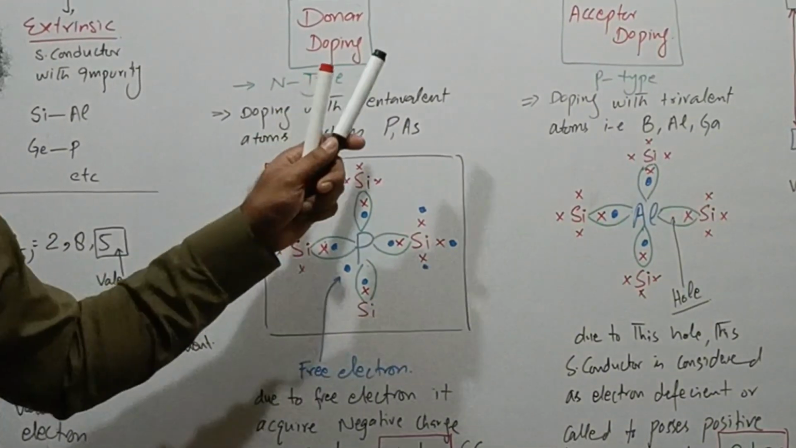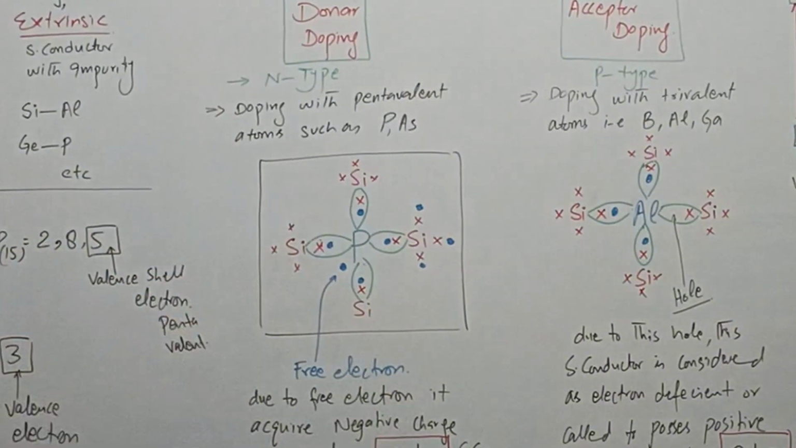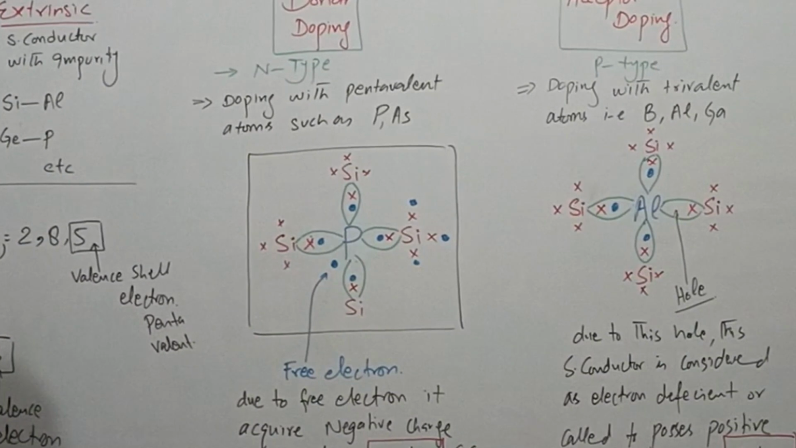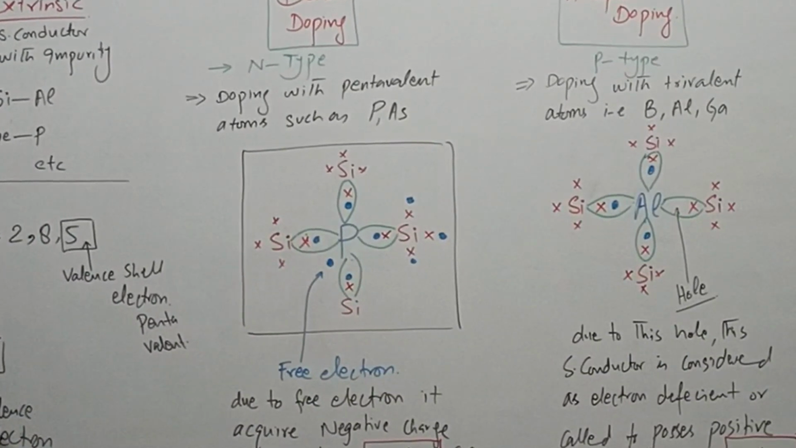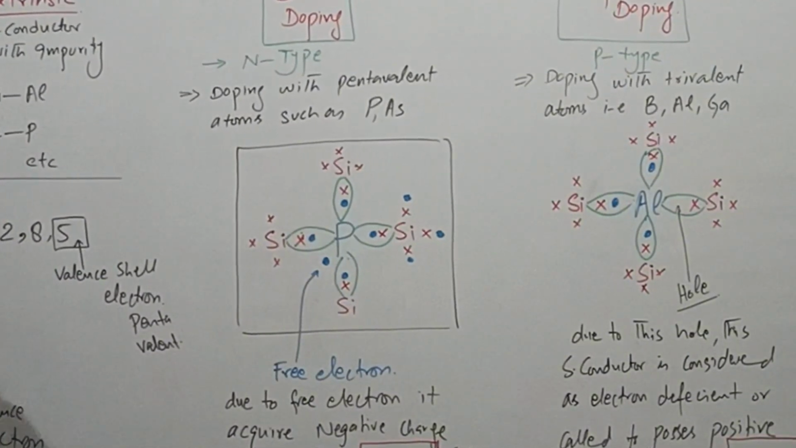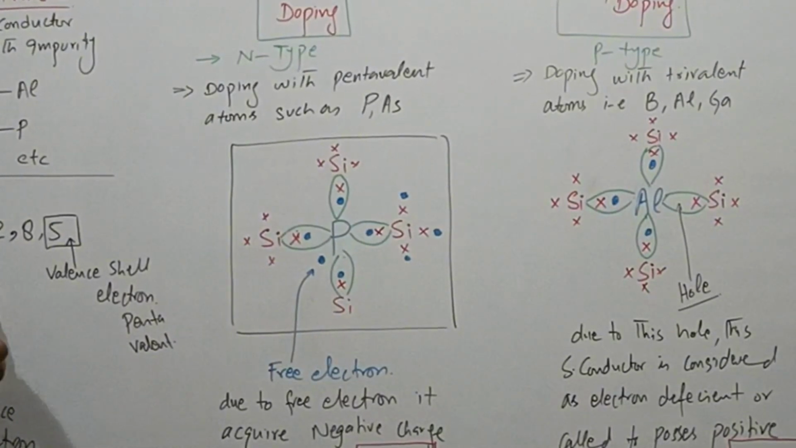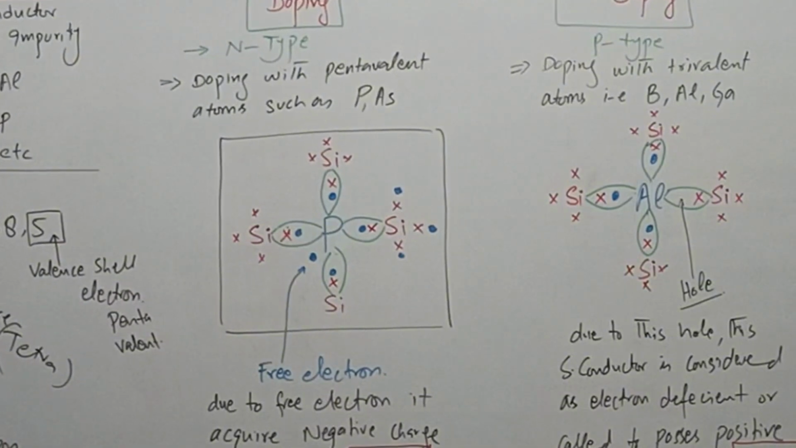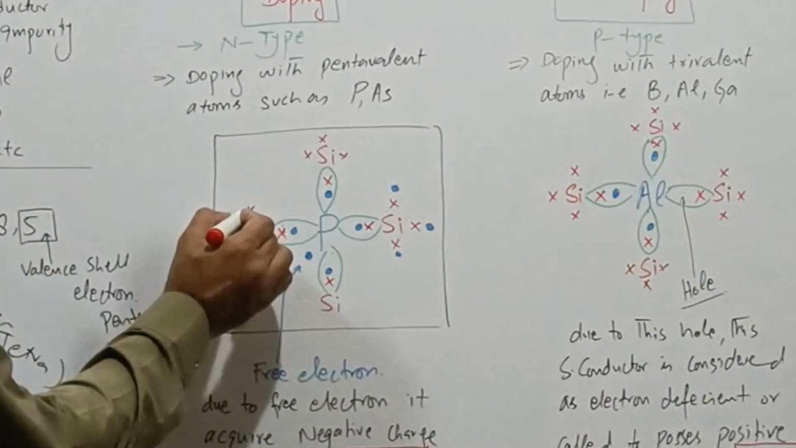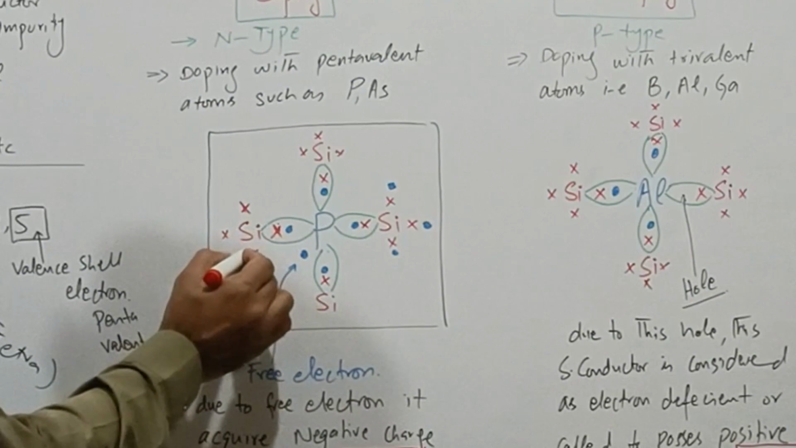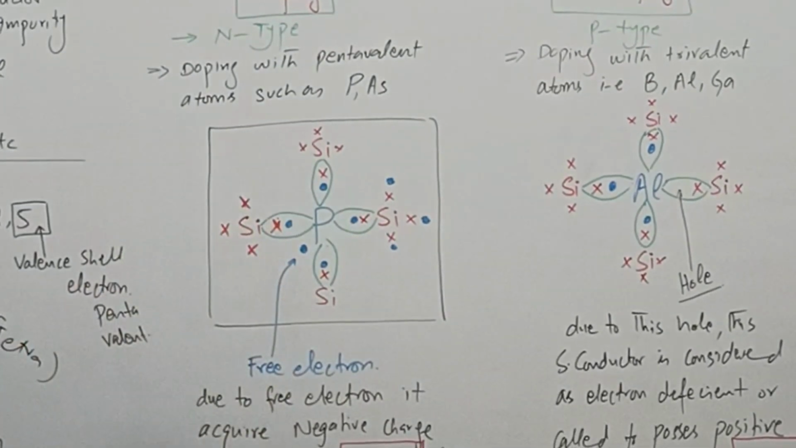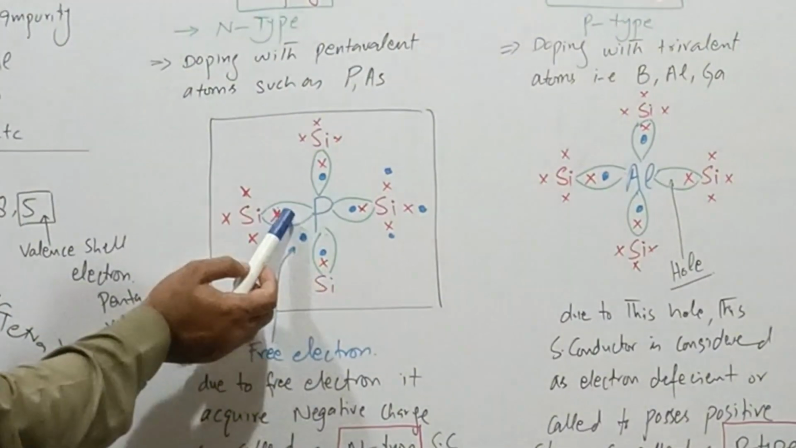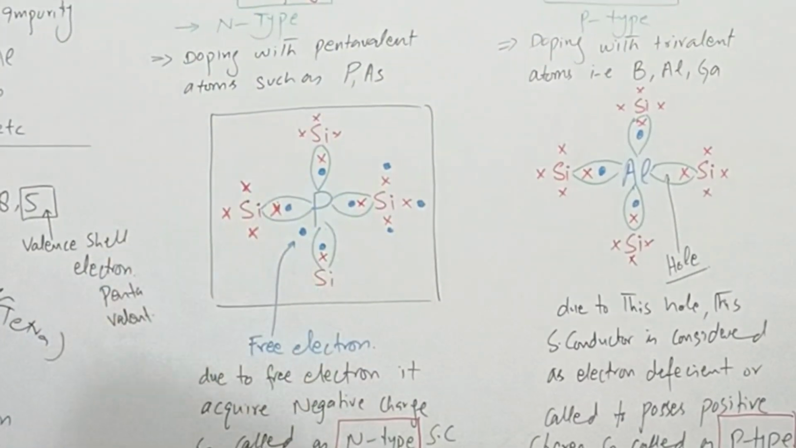Now, let's see the doping of silicon. Silicon, with atomic number 14, has 4 valence electrons, so it is tetravalent. The 4 valence electrons of silicon are shown with crosses, and the 5 valence electrons of phosphorus are represented as blue dots.